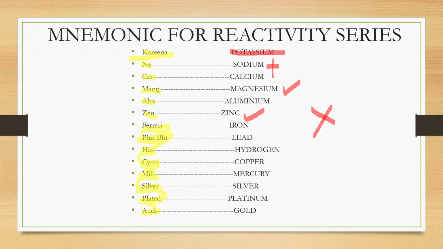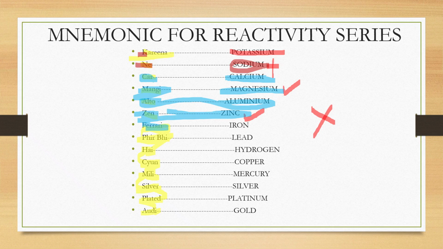So now how to understand this? Karina means K. K means potassium. Ne, sodium. Okay. Now if we move towards the next, car means Ca, calcium. Okay. Mangi, Mg, that is magnesium. Okay. Alto, Al, aluminium, right? Zen, zinc. Okay. Ferrari, Fe, iron, right?